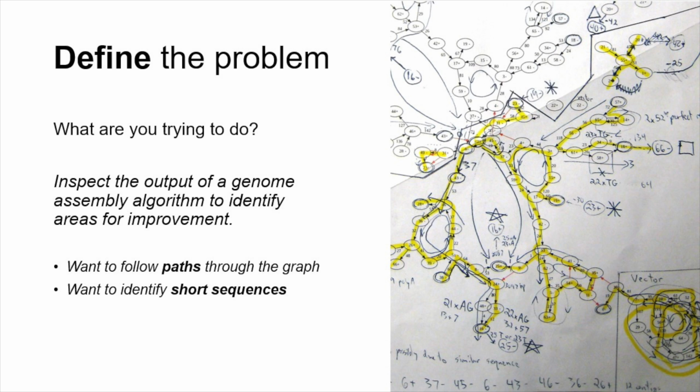He also was really interested to identify short sequences. So if your assembly is going well, you're producing long, unambiguous sequences. But when they get really short, that's where the errors lie. Okay, so that's a little bit of background about the problem. And that really helps us think about our design and what we are trying to do.